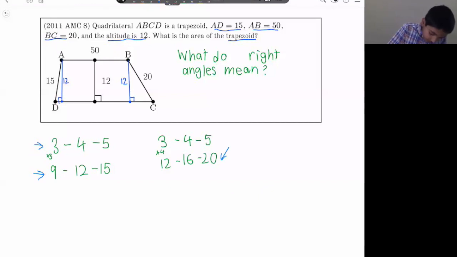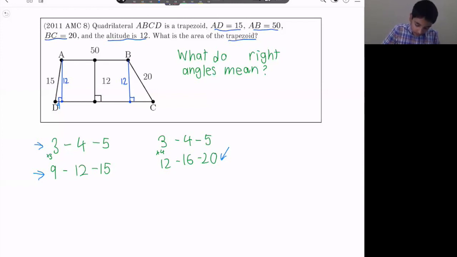So we know that this has to be 9, or 9, 12, 15. And don't worry if you didn't know the Pythagorean triples stuff. You could just do 15 squared minus 12 squared, the square root of that, if you didn't remember the Pythagorean triple, except this is just a little bit faster. So that's why I used it here.